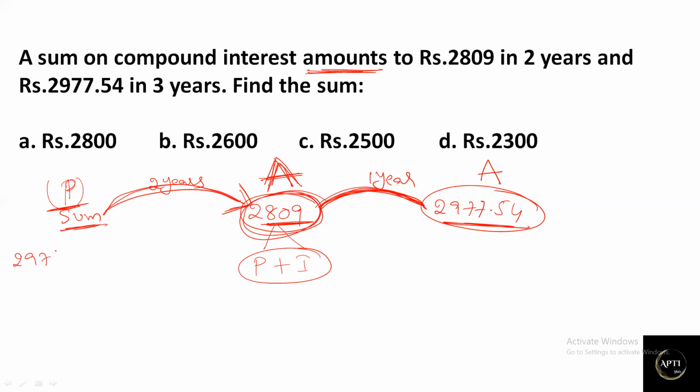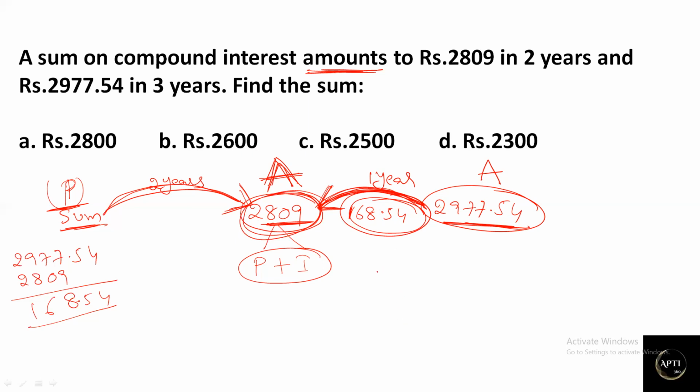So what is the difference here? I'm calculating 2977.54 minus 2809. What's the difference here? 5 4 and here 8 6 1. So 168.54. So 168.54 more in the second case. Why is it more? 168.54 more means in this 1 year, this is the interest calculated on the previous sum. On the previous sum, in the sense, on 2809 they calculated interest for 1 year, which is nothing but 168.54.